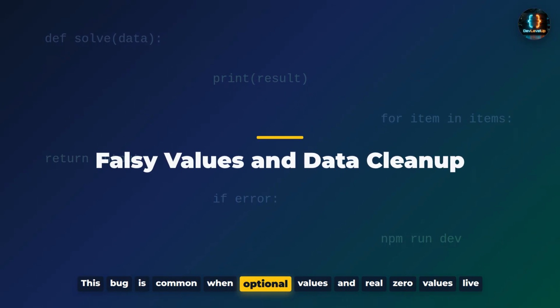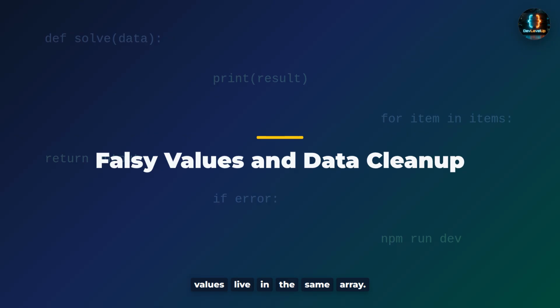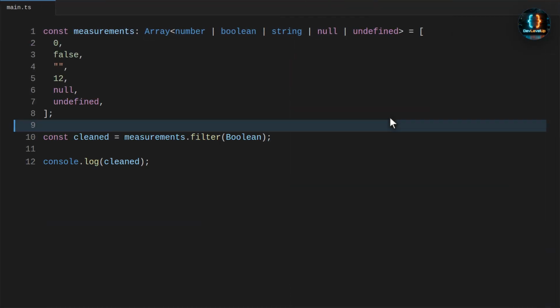This bug is common when optional values and real zero values live in the same array. When cleaning analytics data, 0 can be a real event count, not missing data. Here we mix valid 0, false, and empty string values with null and undefined. We use filter with Boolean, then run the script and inspect the result.